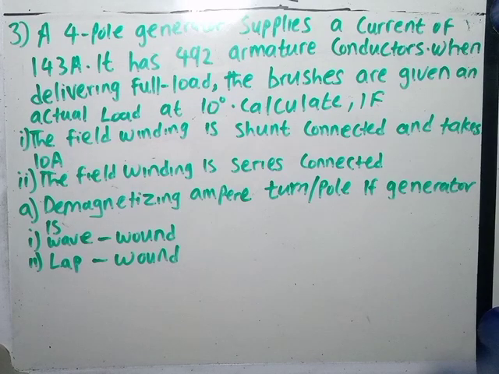Good day all. Today we'll be looking at another example on armature reaction. The question says a 4-pole generator supplies a current of 143 ampere. It has 492 armature conductors when delivering full load.